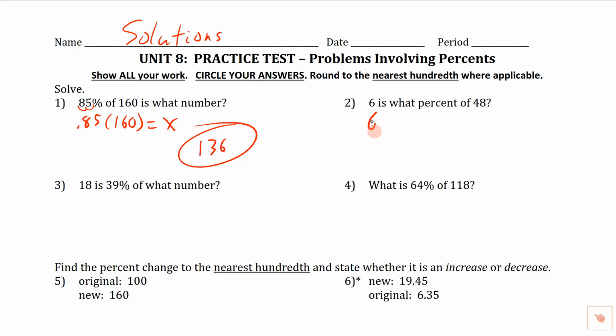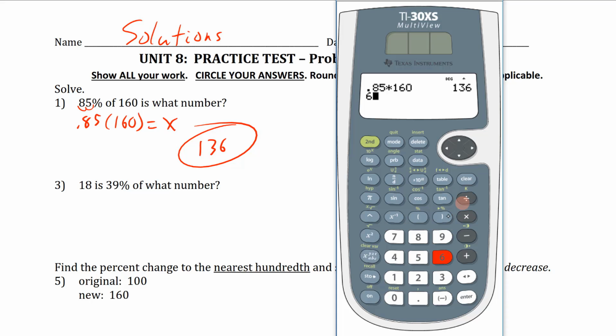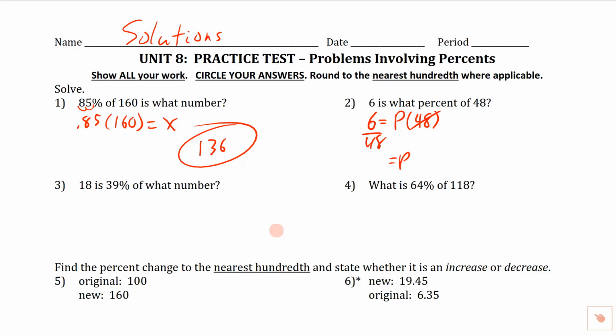Next one, 6 is, in other words, 6 equals what percent? We don't know the percent of 48. Now remember, of in most cases, especially here, means multiplication. So we're going to go ahead and divide. So divide by 48. I'll grab the calculator here in just a second, and we end up with 6 divided by 48. 6 divided by 48 is 0.125, so we're going to do 0.125.